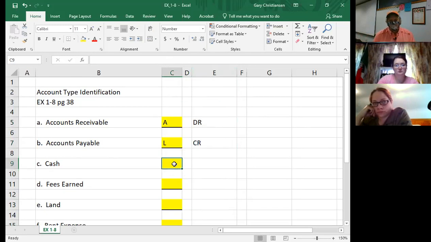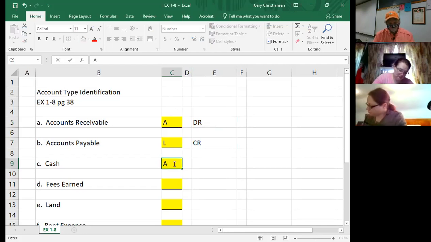I had to reformat something there. It was bugging me. Next one down, cash. This is the easy one. Cash clearly is something we own. It should always be listed first on your balance sheet in the asset section, the current asset section. So this is an asset, has a normal debit balance.